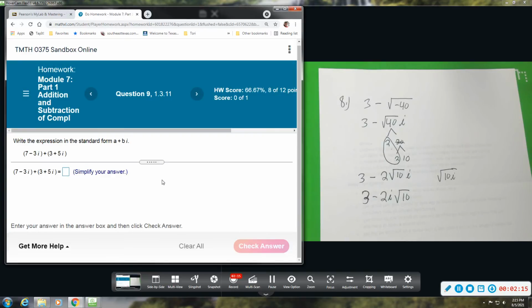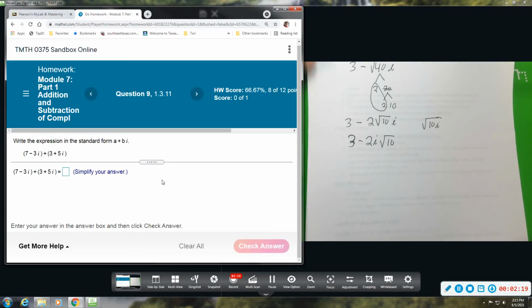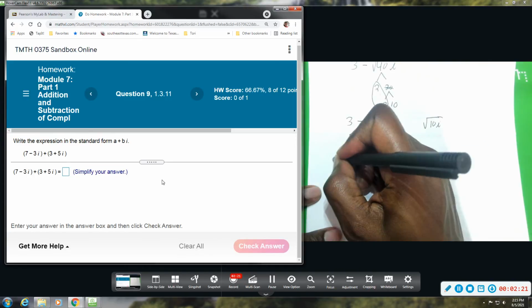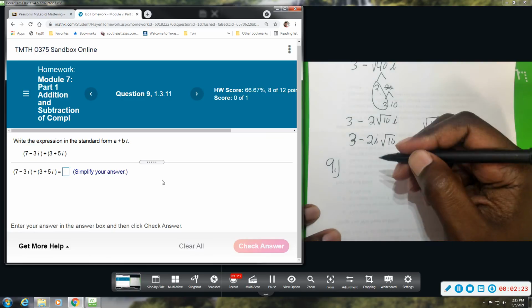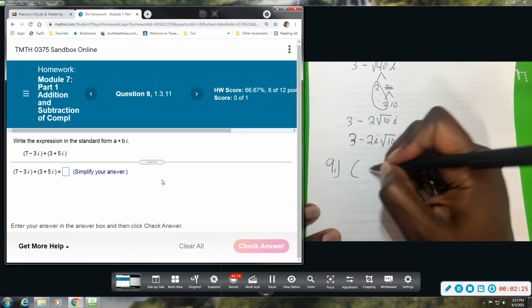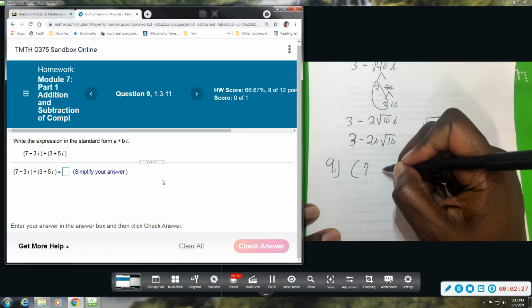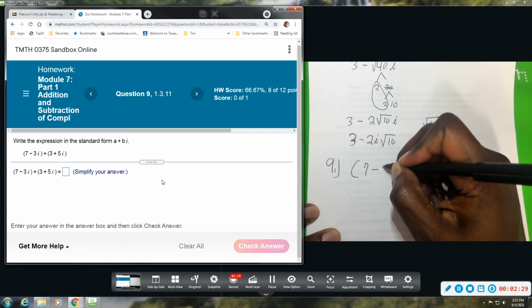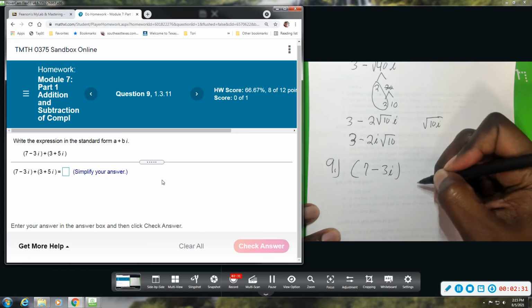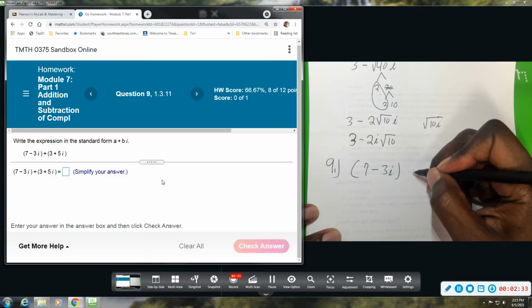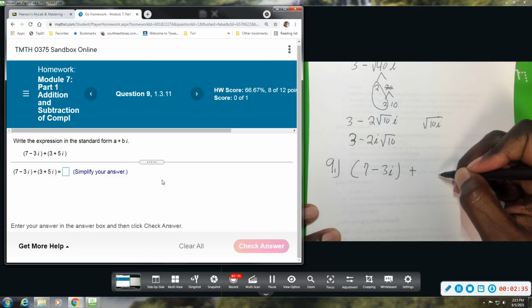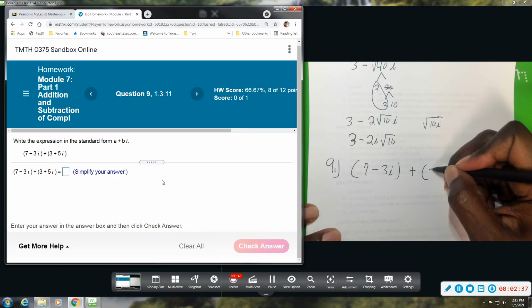All right, number 9, this time we're going to be adding and subtracting these complex numbers. So it's just like combining like terms. You will add the real number parts together, and you will add or subtract the imaginary parts together. So what we have is 7 minus 3i in parentheses, and then we're adding 3 plus 5i.